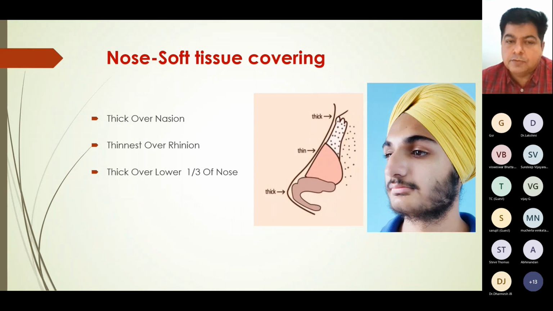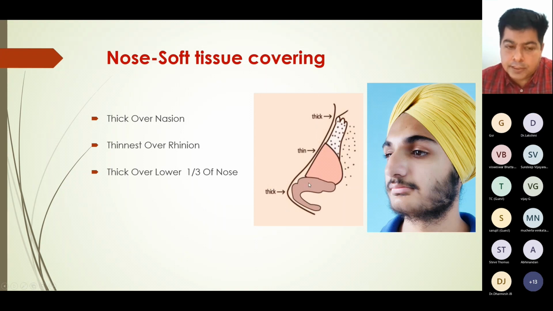So coming to the basics first. The skin covering the nose is very thick over the nasion region. Similarly, it is very thick over the lower third of the nose, but it is very thin over the central third. The importance of this is that any abnormality left between the bone and the cartilage level will be easily noticed by everybody else. So we cannot have any trouble here.